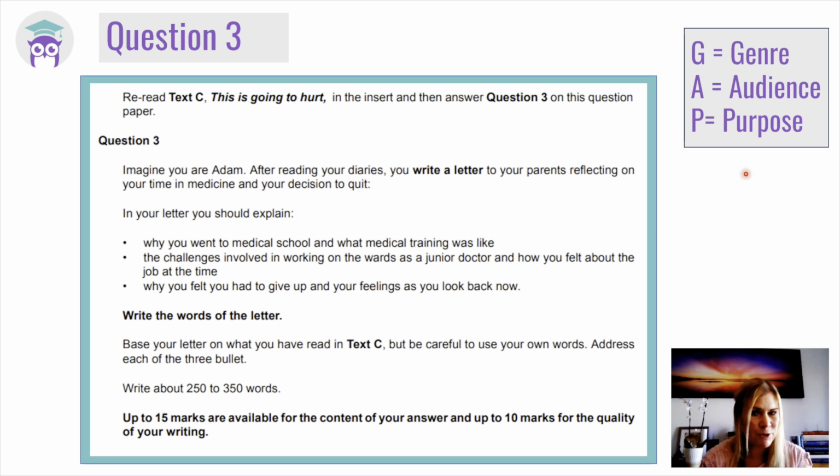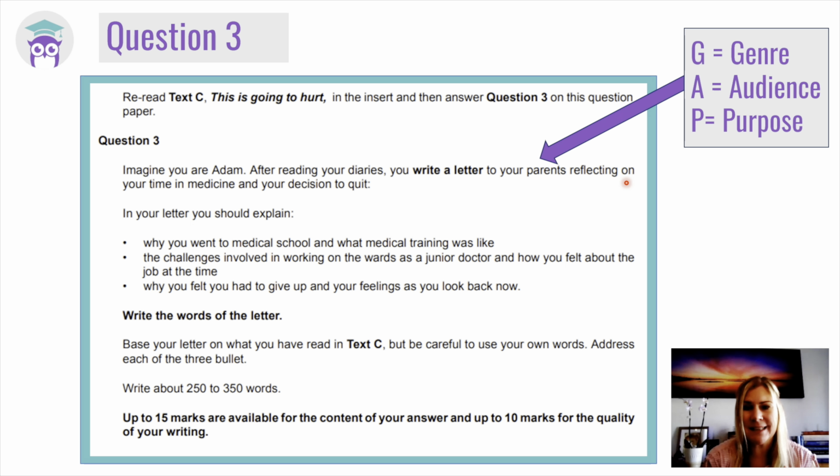So we're writing a letter to our parents reflecting on your time in medicine. So it's a writing to inform. It's a letter, but because it's to your parents as the audience, it's going to be more informal. It's not going to be a formal letter as if you were writing to your head teacher. That would be a very different kind of letter.